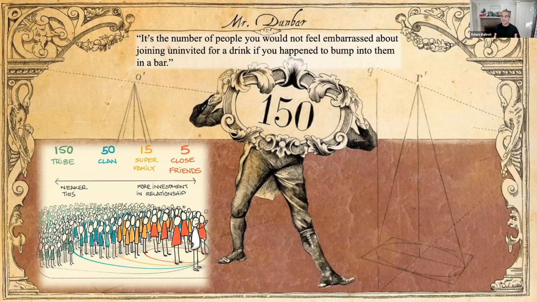So that number has shown up over and over and over again with regard to how individuals can relate to each other. Somebody once asked Mr. Dunbar, well, how would you really define this number? He said the simplest way is it's the number of people you would not feel embarrassed about joining uninvited for a drink if you happen to bump into them in a bar. So there's only about 150 people in the world that each one of you would feel comfortable bumping into in a bar and having a drink with uninvited, without any nervousness. I don't know if he did a study with that. It must have been fun.